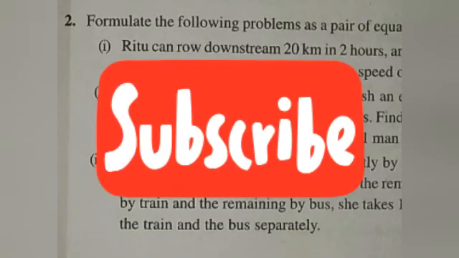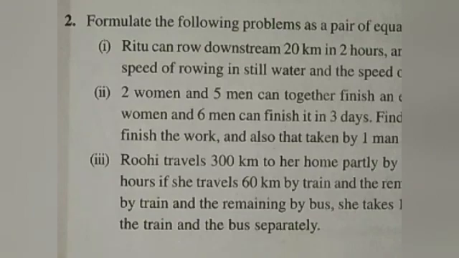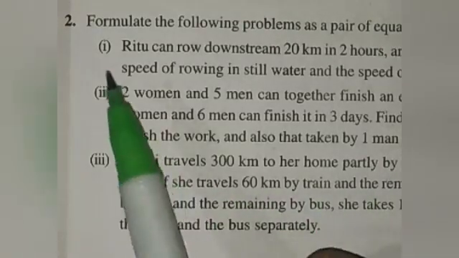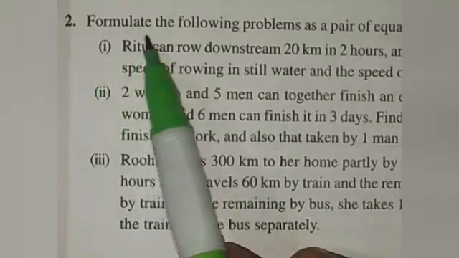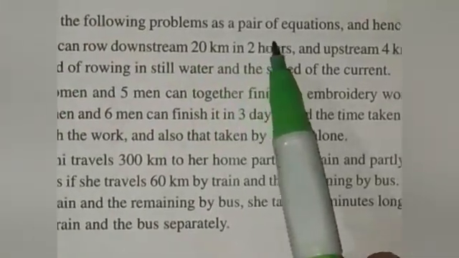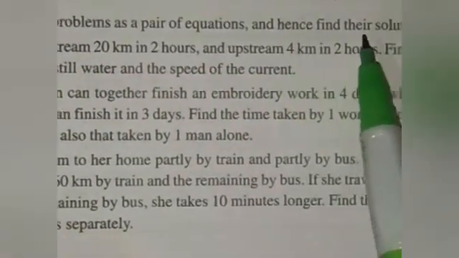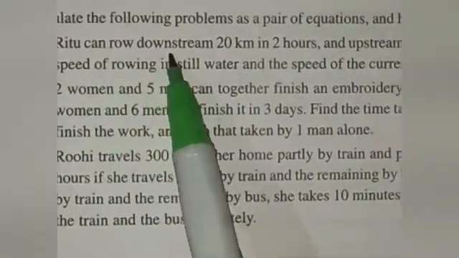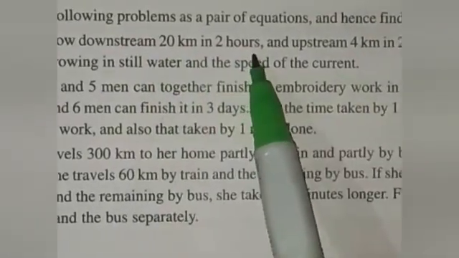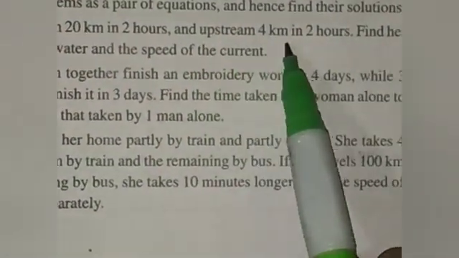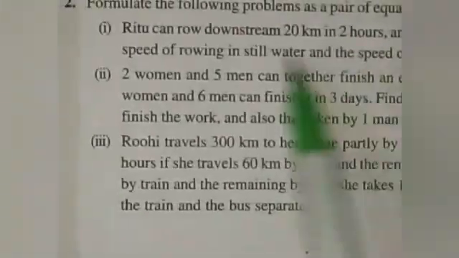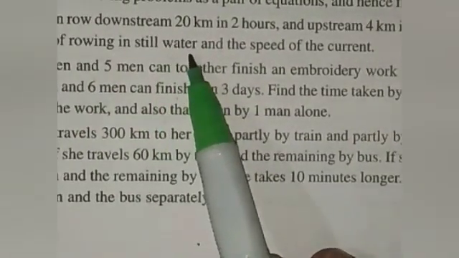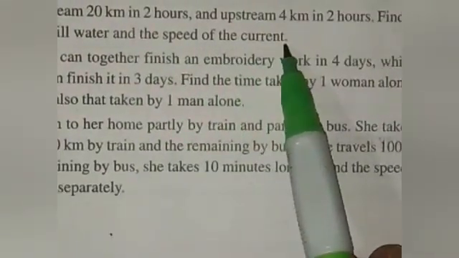Hello students, today we will solve the word problems of question number 2 of exercise 3.6 of standard 10th NCERT math. Here in question number 2, formulate the following problems as a pair of equations and hence find their solutions. In the first part, Ritu can row downstream 20 km in 2 hours and upstream 4 km in 2 hours. Find her speed of rowing in still water and the speed of the current.